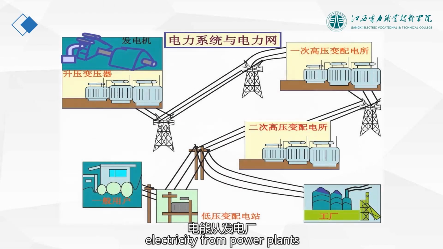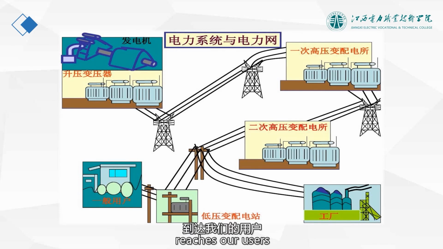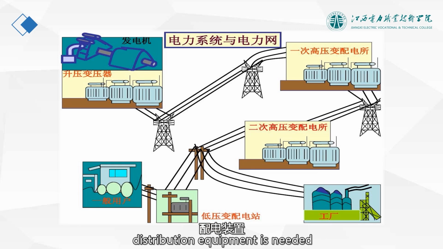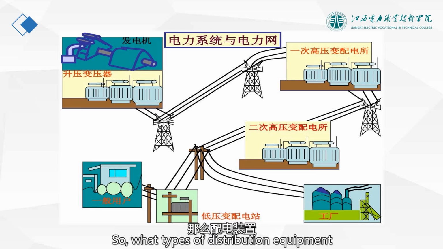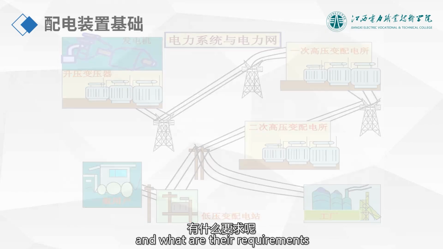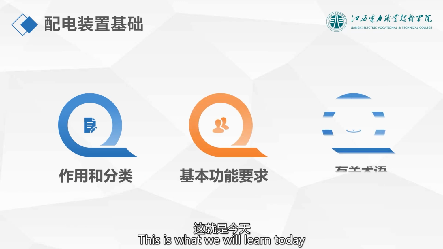We know that electricity from power plants, after being generated, reaches our users. It goes through many stages. In the process of power transmission, a lot of distribution equipment is needed. So, what types of distribution equipment are there? What functions do they serve, and what are their requirements? This is what we will learn today.